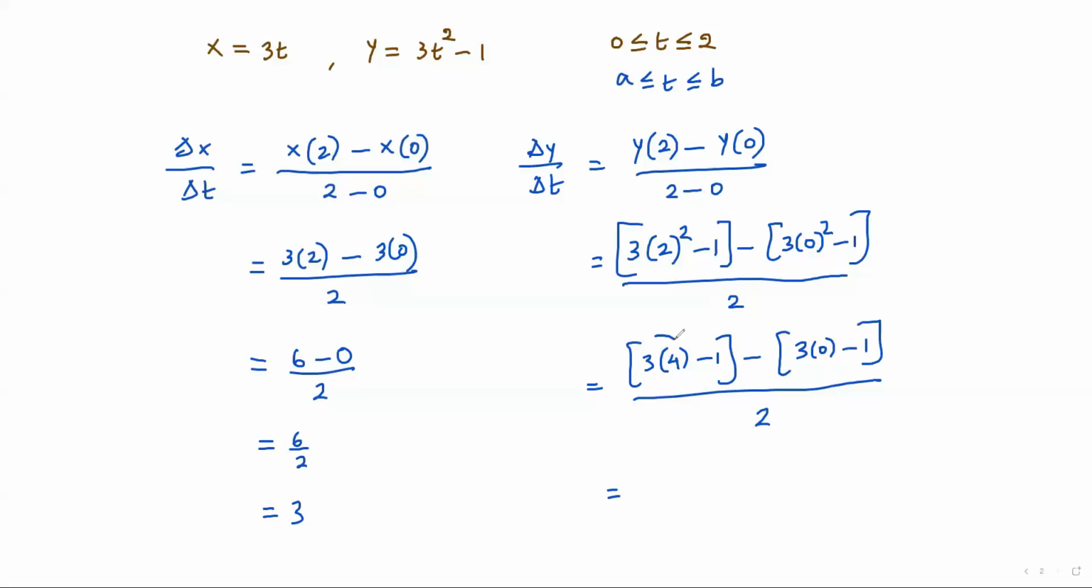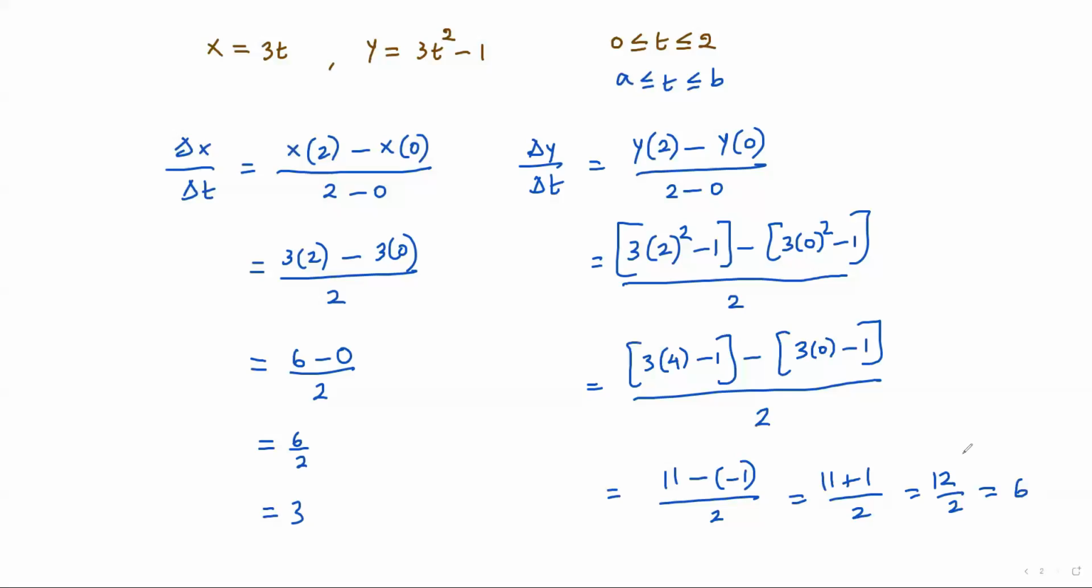So we get 3 times 4 is 12. 12 minus 1 is just 11. And here 3 times 0 is 0. 0 minus 1 is negative 1, over 2. So 11, negative times negative will become positive, 1 over 2. So 12 over 2 is equal to 6. So we got the average rate of change for y of t, that is 6.